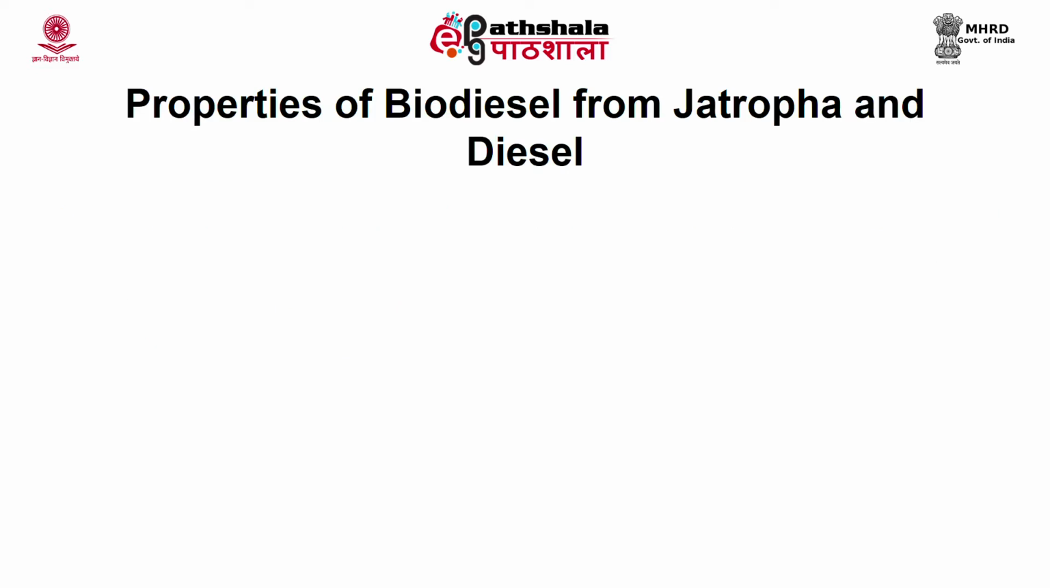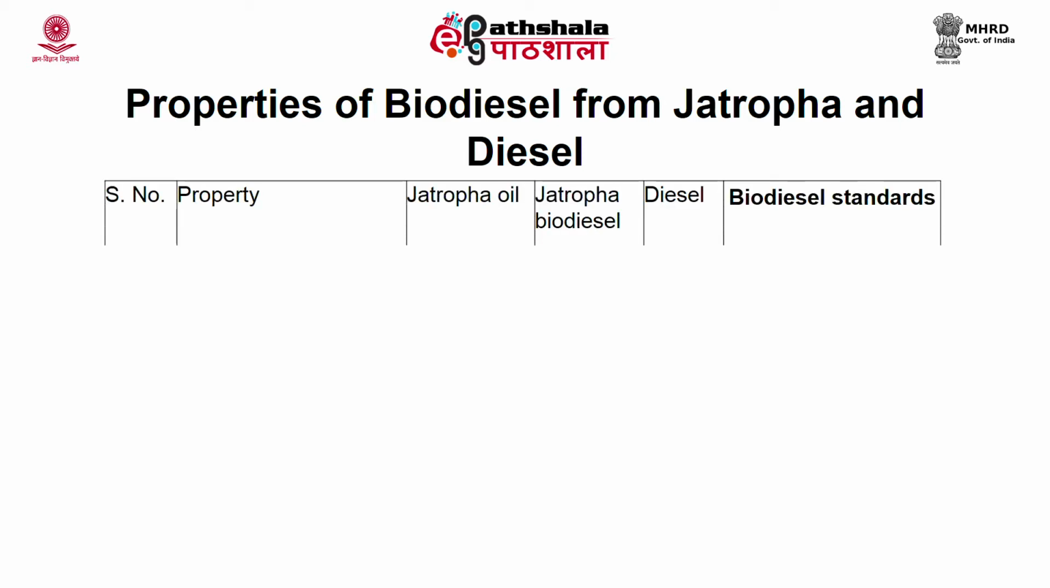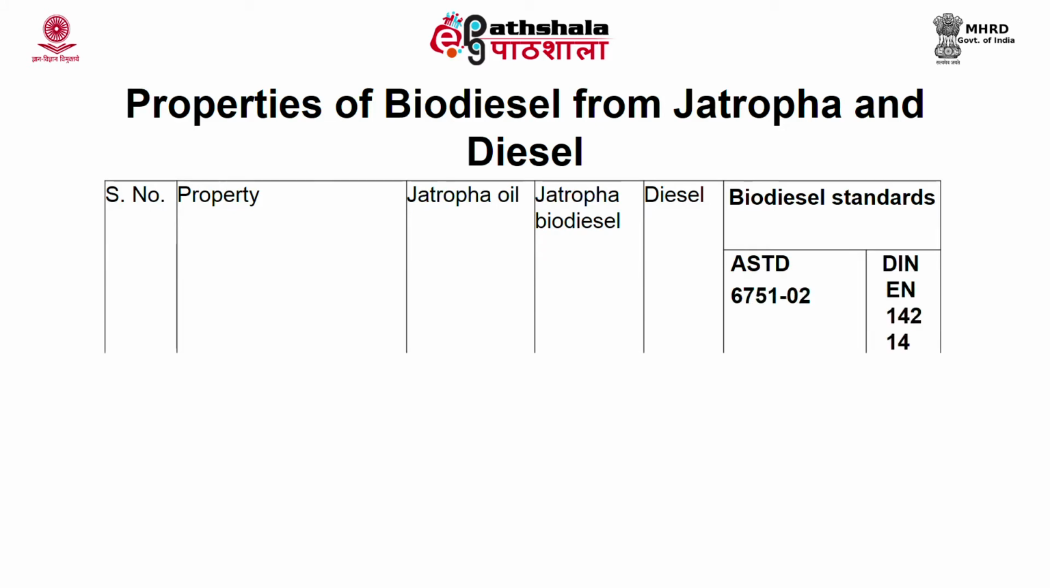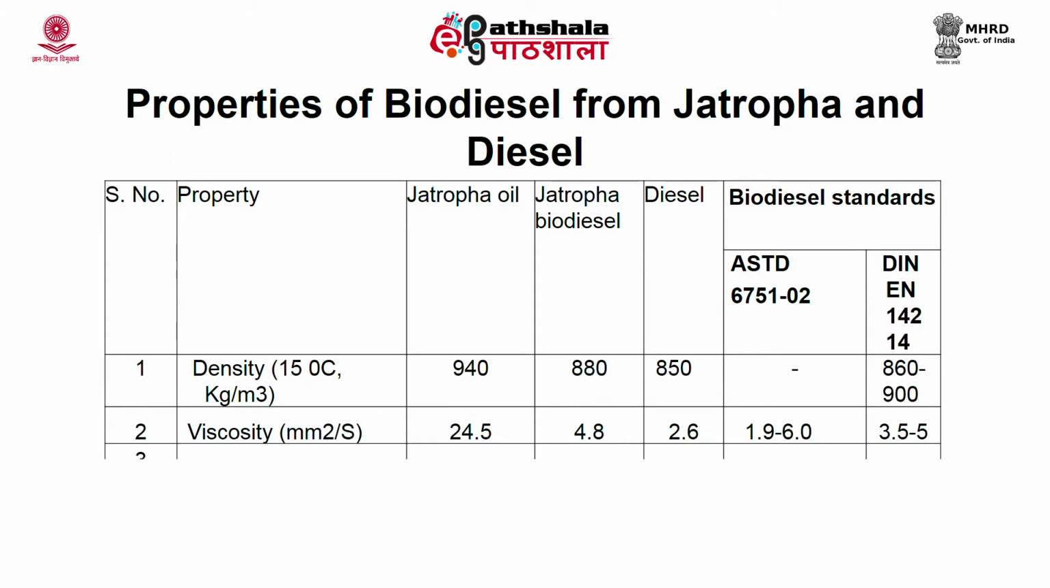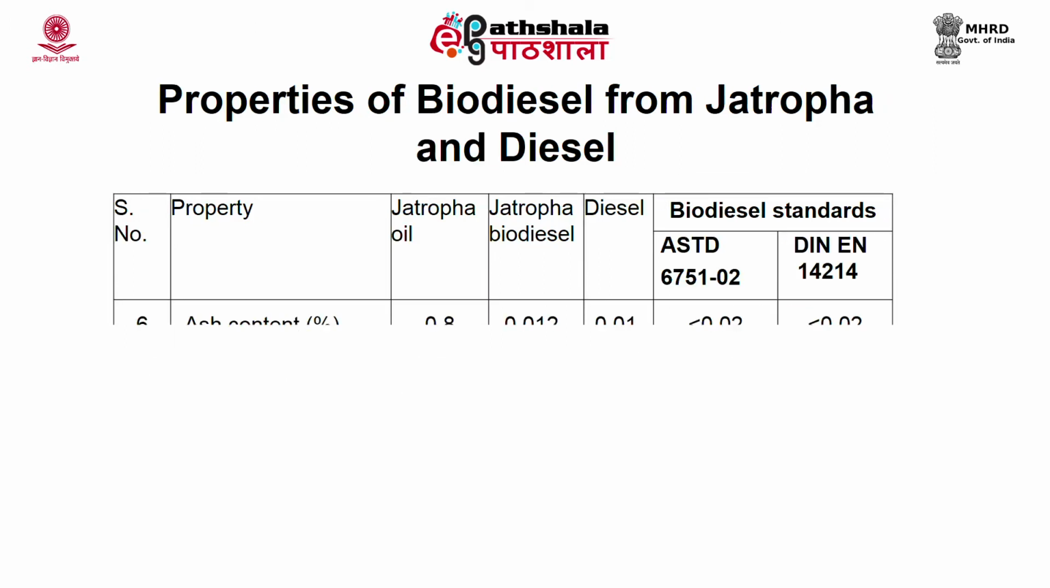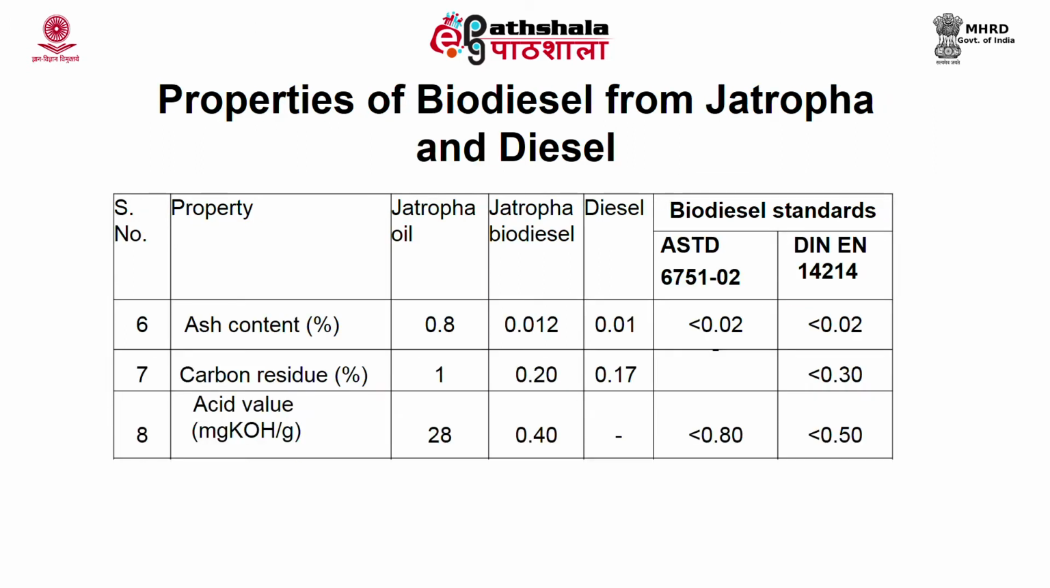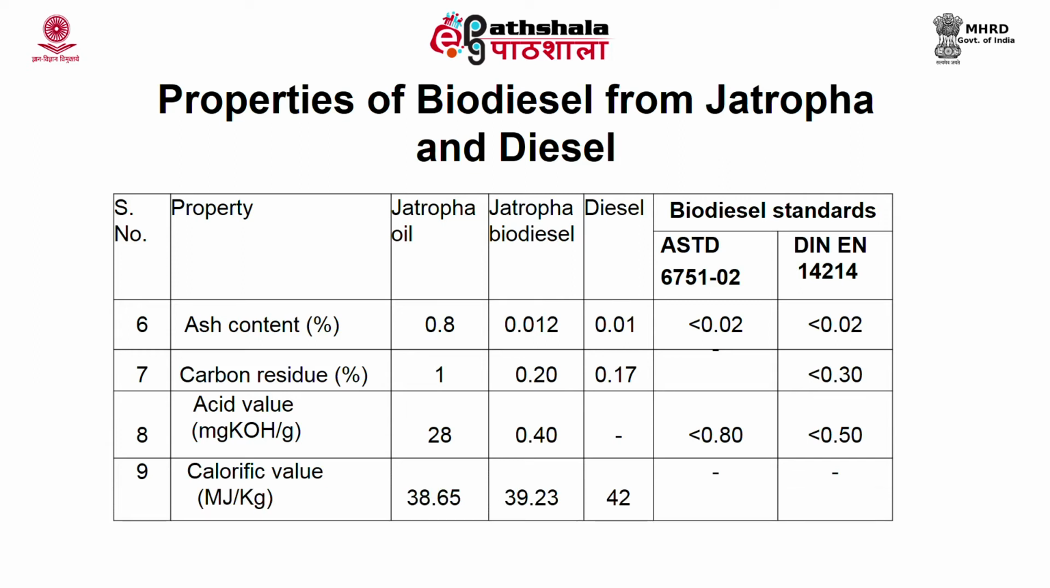This table shows the properties of biodiesel and diesel. This biodiesel is produced from jatropha. So, you can compare the jatropha oil, jatropha biodiesel and diesel with different properties of fuel like density, viscosity, flash point, pour point, water content, ash content, carbon residue, acid value and calorific value. You can see that the calorific value is a little bit lesser than diesel. It is around 39 megajoule per kilogram.